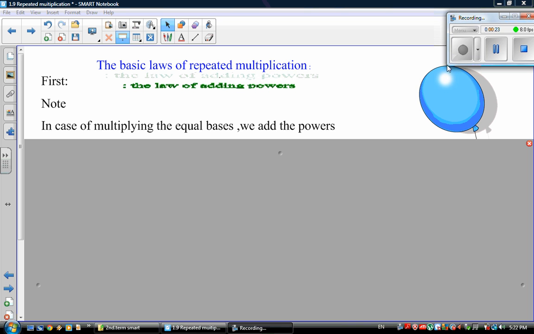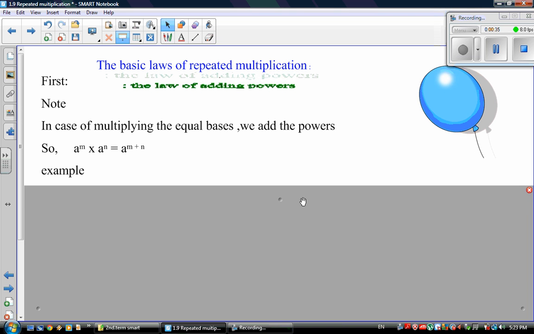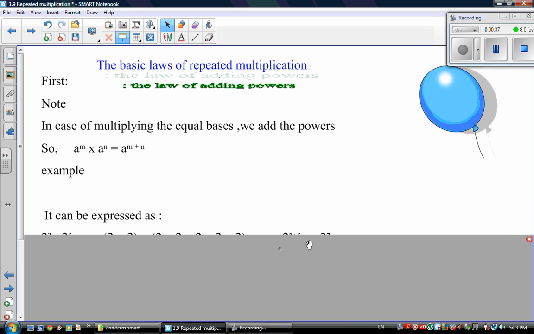So the rule is, in case of multiplying equal bases, we add the powers. Let's try this repeated multiplication as an example.